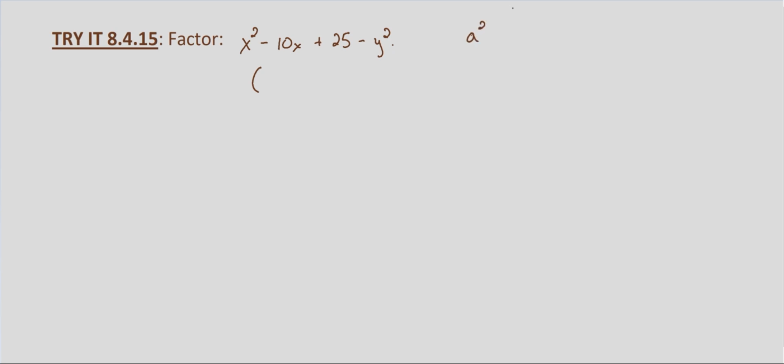for clarification. a squared minus 2ab plus b squared, that equals a minus b squared. And this is 2 times 1 times 5. It ends up being 10. So we do have a perfect square trinomial. So this is going to end up being x minus 5 squared minus y squared.